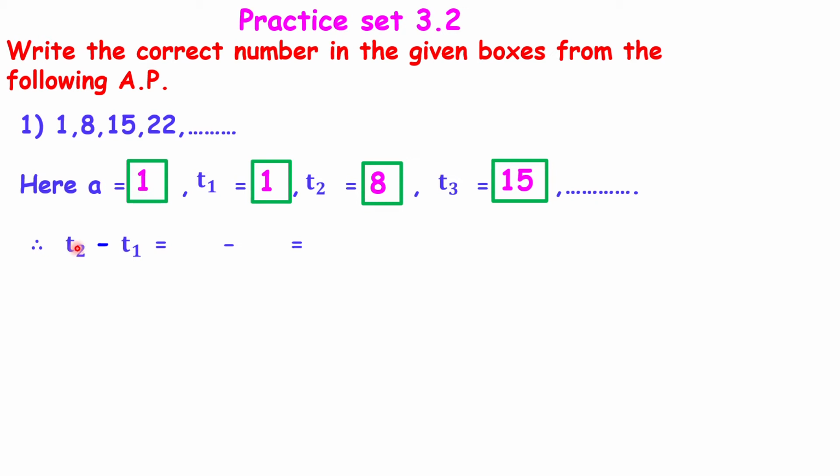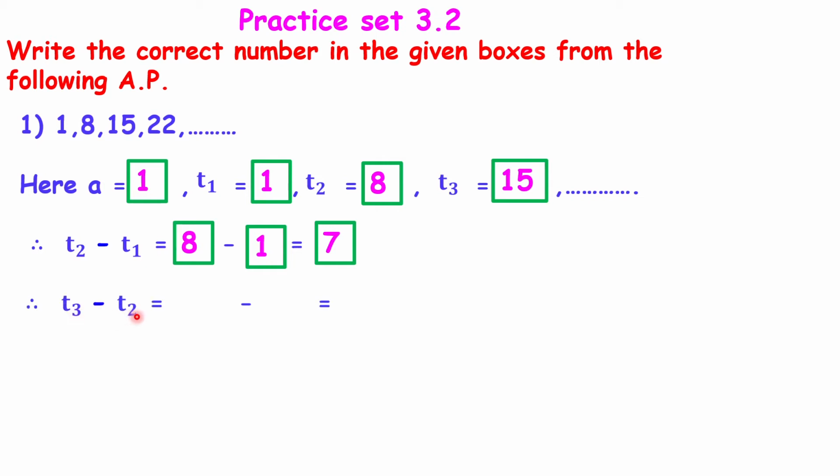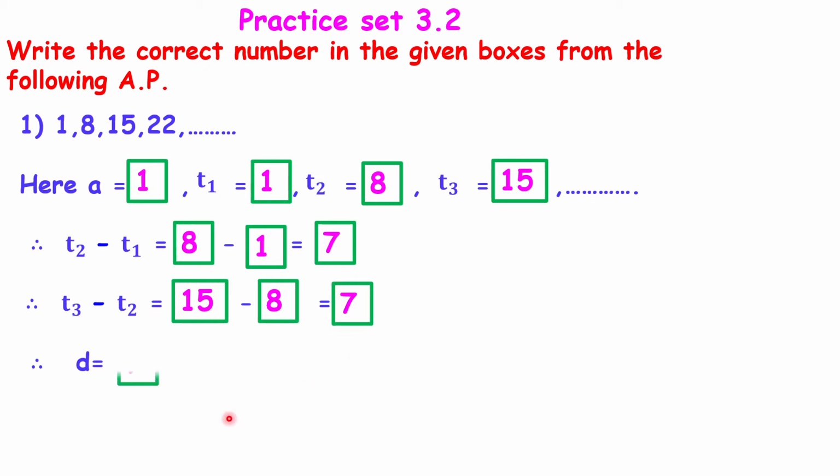T2 minus T1. T2 is the second term, which is 8, minus the first term, 1. 8 minus 1 is 7. Now T3 minus T2. Which is the third term in this sequence? 15 is the third term, minus the second term, which is 8. 15 minus 8 is 7. Here the difference between consecutive terms is constant. Therefore D is equal to 7.